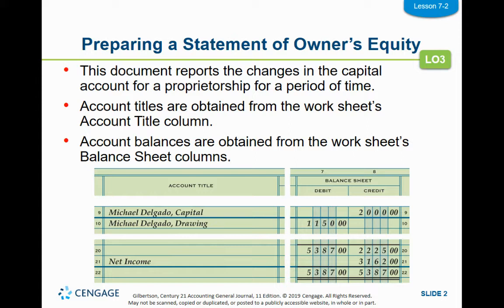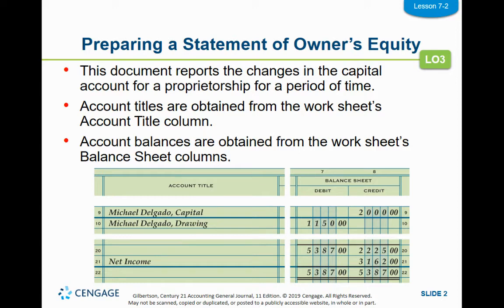The capital shown on the worksheet is the capital amount from the beginning of the fiscal period, and then anything that's been added in if the owner invests more money into the business. At the end of the fiscal period, we have to take whatever the owner took out of the business, the drawing account, out of capital, and we have to add in net income or take out a net loss. That's what preparing the statement of owner's equity does for us.